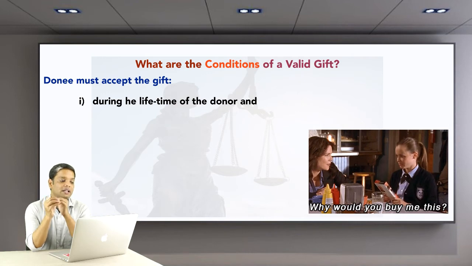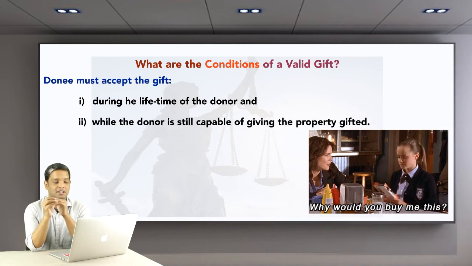Secondly, while the donor is still capable of giving the property gifted. What does it mean? Though he is alive and you didn't accept that, but in the meantime he is no more capable to gift out that property. Whatever happened, if you didn't accept, maybe someone else has taken, he sold out, or whatever happened with that property. So in that condition, that is again void. You cannot claim that you have been gifted that property on that date because you missed the time of acceptance of that property. So these 2 points you need to focus on.